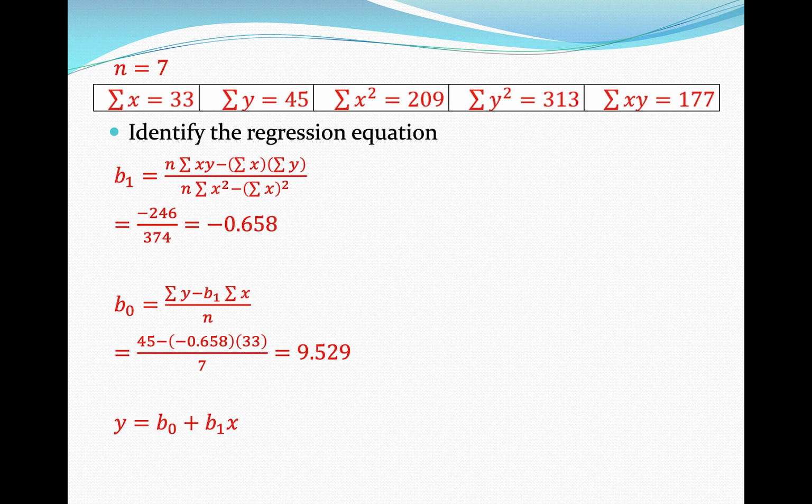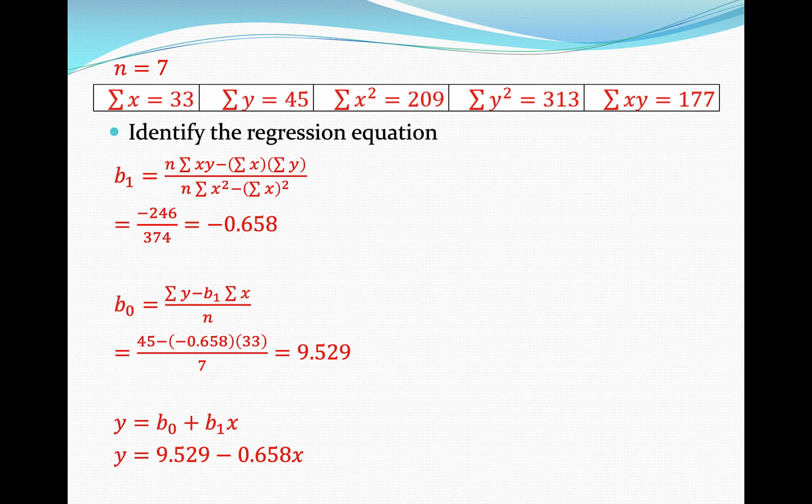We can then create our formula. All regression formulas use the same form, y equals beta naught plus beta 1x. So we simply just plug in beta naught and beta 1. So we know beta naught is 9.529. We know beta 1 is negative 0.658. So we end up with a regression equation that is simply 9.529 minus 0.658x. This is our best fit line using the method of least squares for this set of data. That's how you come up with your regression equation.